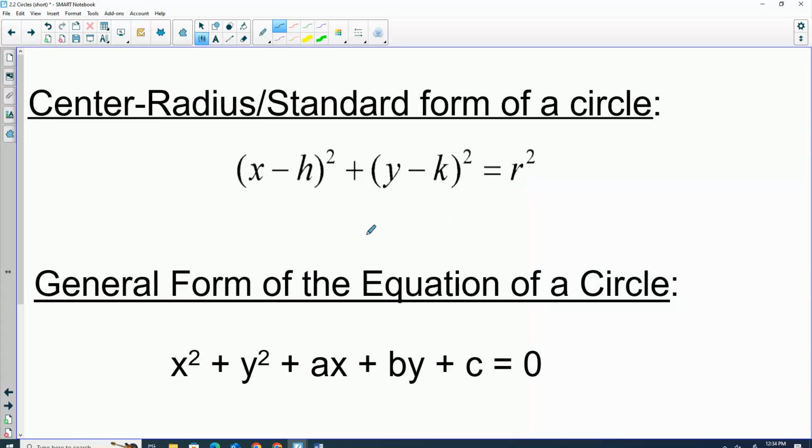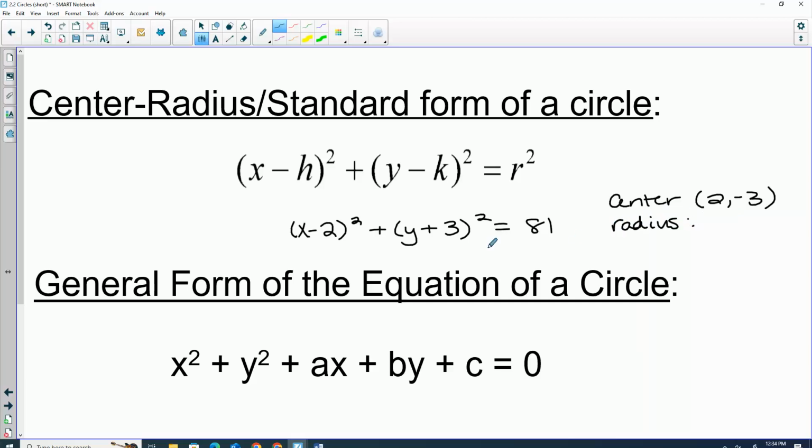So if I said like (x minus 2) squared plus (y plus 3) squared equals 81. That's a circle with a center of 2, what would the y value be? -3, because the formula should have a minus. So if it's a plus, it's the opposite. The radius, 81 is r squared, so the radius is 9. So it's a center of (2, -3), radius of 9.